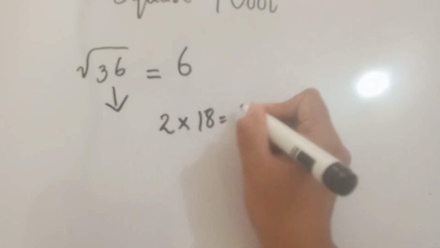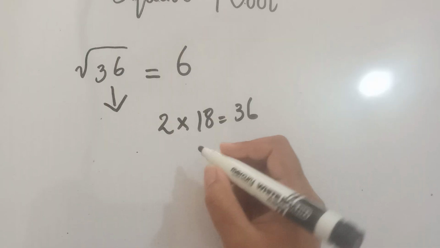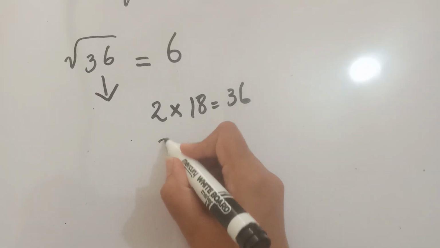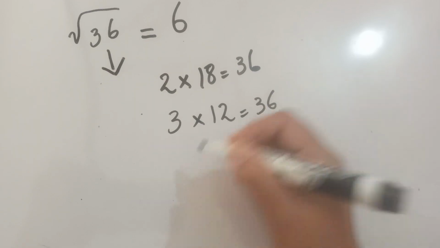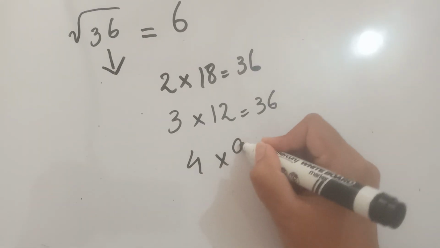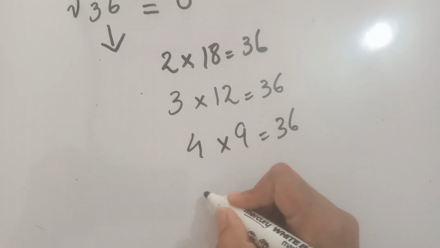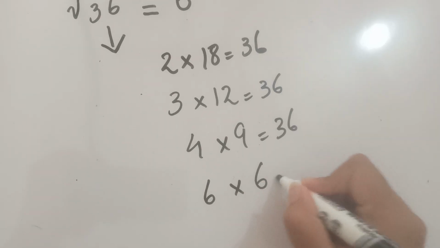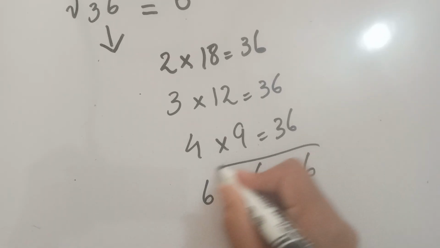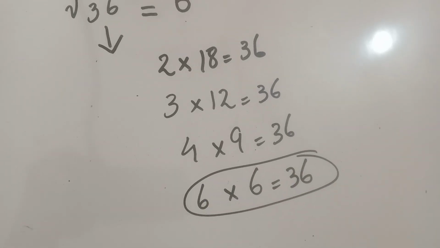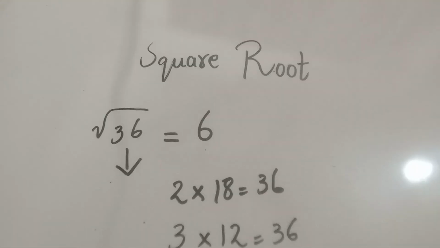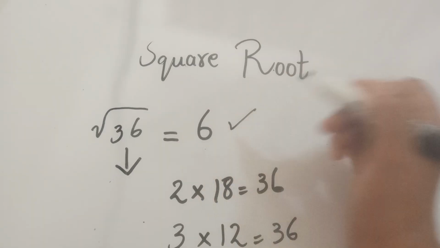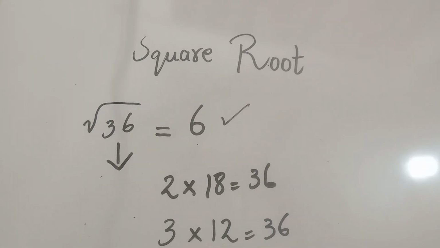2 times 18 is 36 and 3 times 12 is 36, 4 times 9 is 36 and 6 times 6 is 36. So I am talking about this fact that 36 can be obtained by multiplying a number by itself, that is 6. So it means the square root of 36 will be 6. We can find it like this.